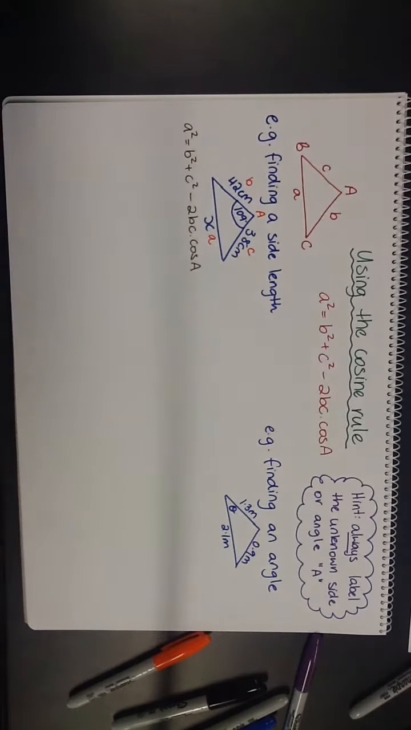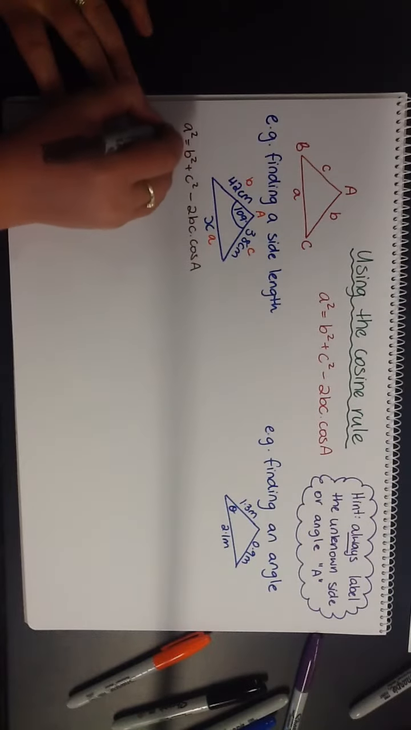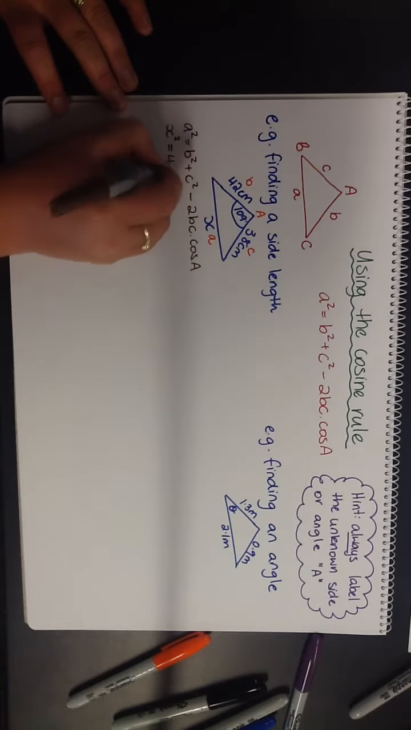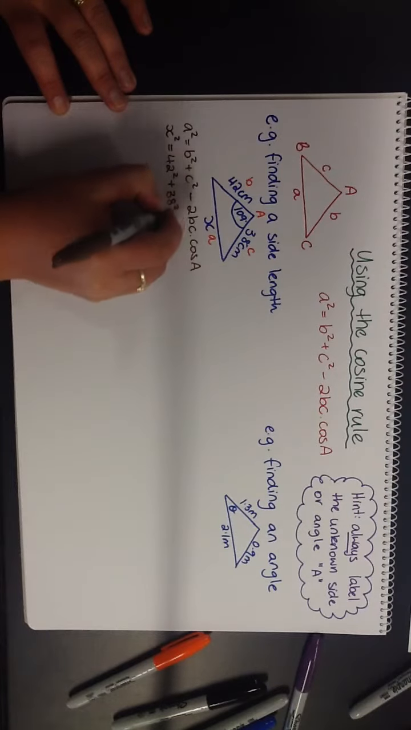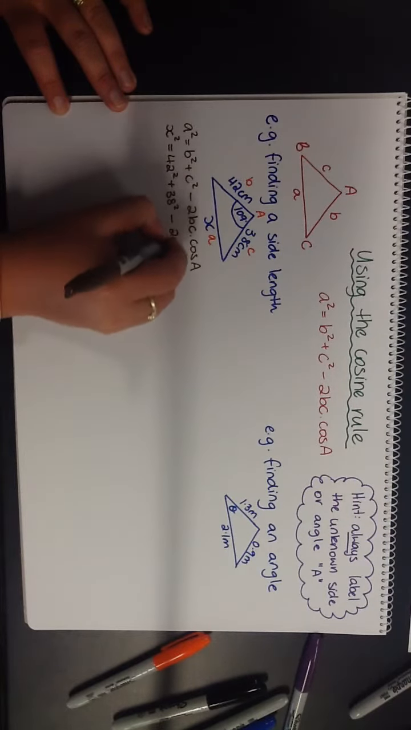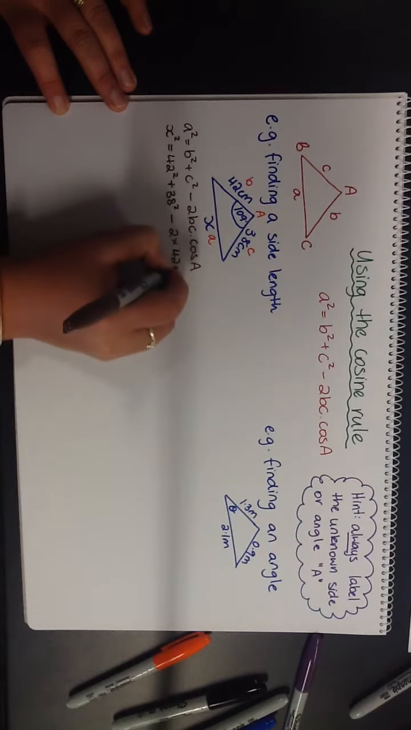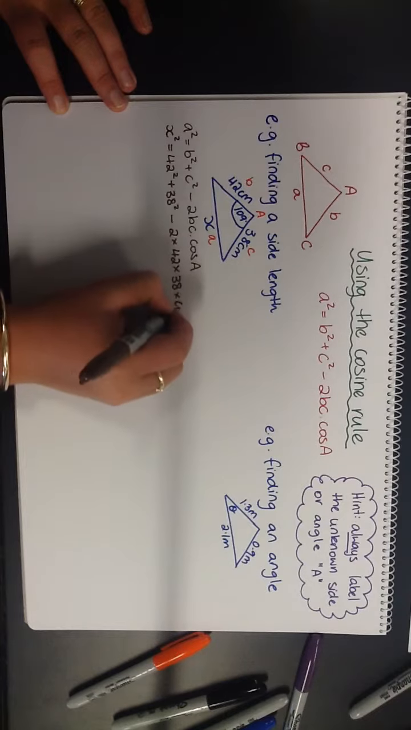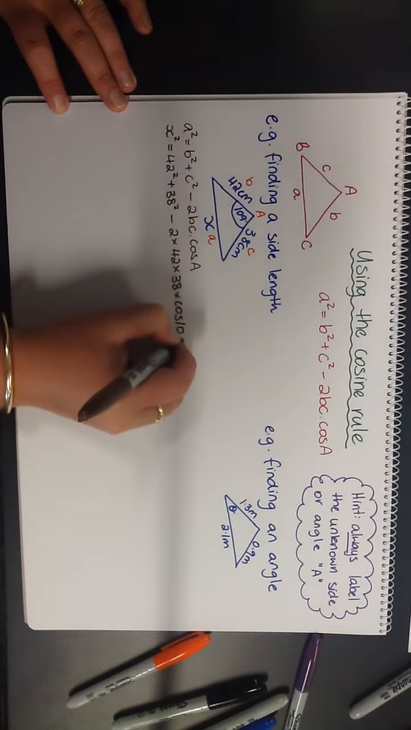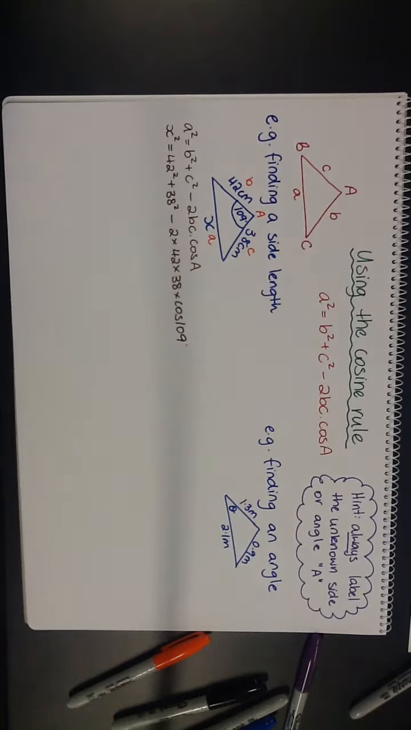So there's our rule written down, and then we're going to substitute into it with the information that we've been given. So we don't know our side length A, it's going to be an x squared. B was 42 squared plus 38 squared minus 2 times 42 times 38, and then cos of 109 degrees, because that's our angle in the triangle that we've been given.